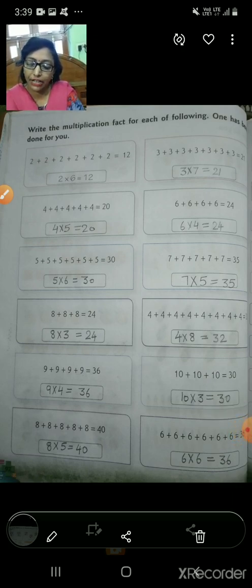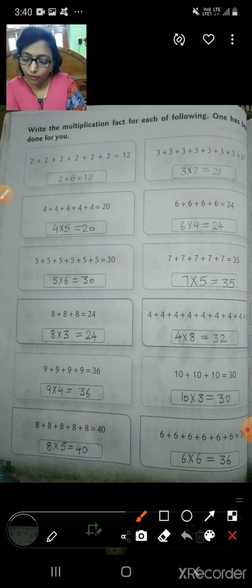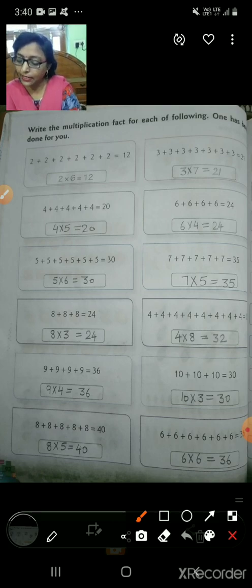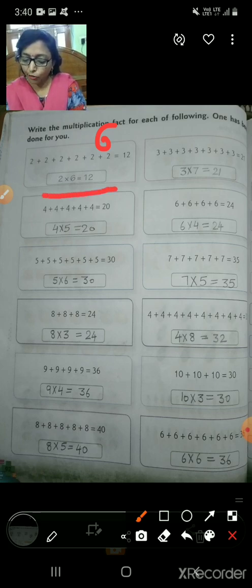Here's the question: Write the multiplication fact for each of the following. One has been done for you. Here it is written in addition form, students: 2 plus 2 plus 2 plus 2 plus 2 plus 2. It means 6 times 2, and it is equal to 12. So you will have to convert it into multiplication form. How many times is 2 there? 6 times. So you will write 2 into 6 is equal to 12.